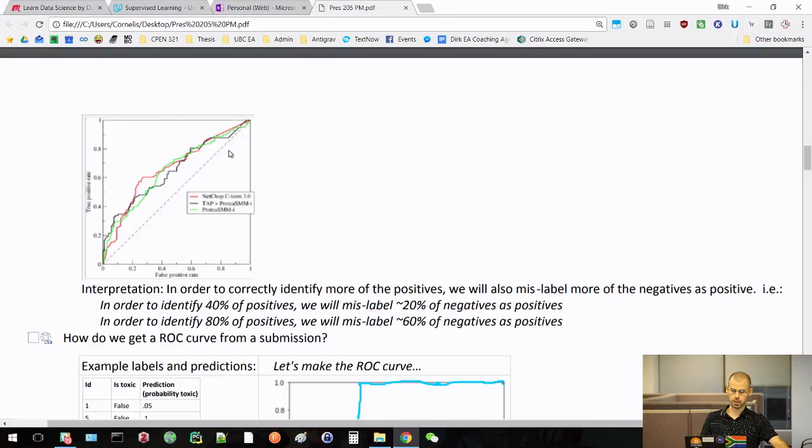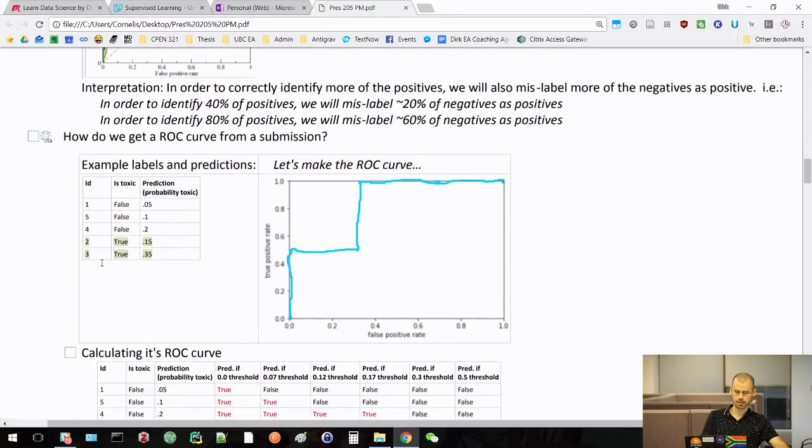So at one extreme, you can just predict that everything is positive. Predict everything's toxic, and then you end up right at the top right here. Because you've got 100% of the false ones predicted as being true, and 100% of the true ones you also predicted as being true. So that's why you end up here. At the other extreme, you can predict that none of them are toxic, so you get zero true positives and zero false positives, and you're at the bottom left here. Does that make sense? Okay, we'll go over this in more detail.